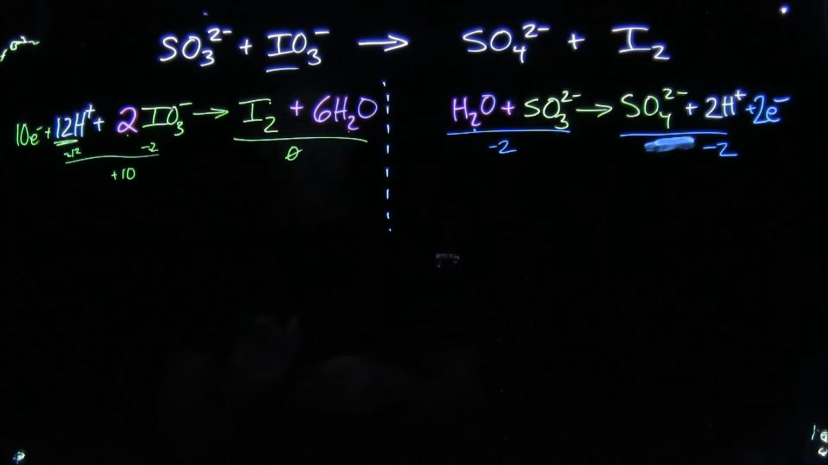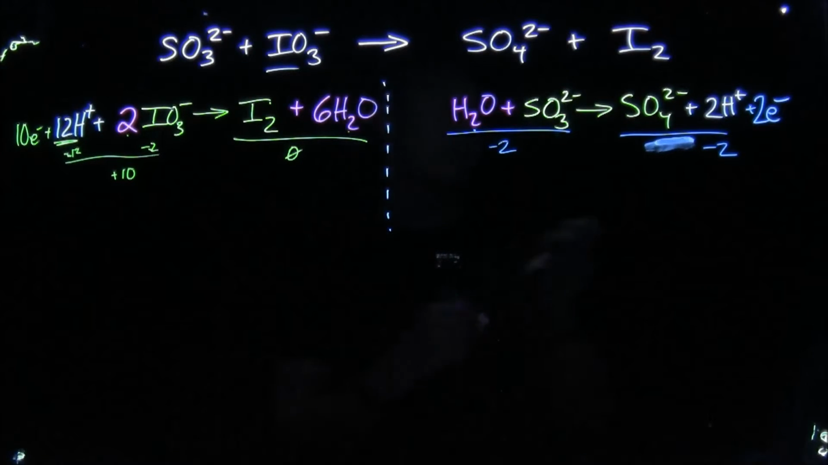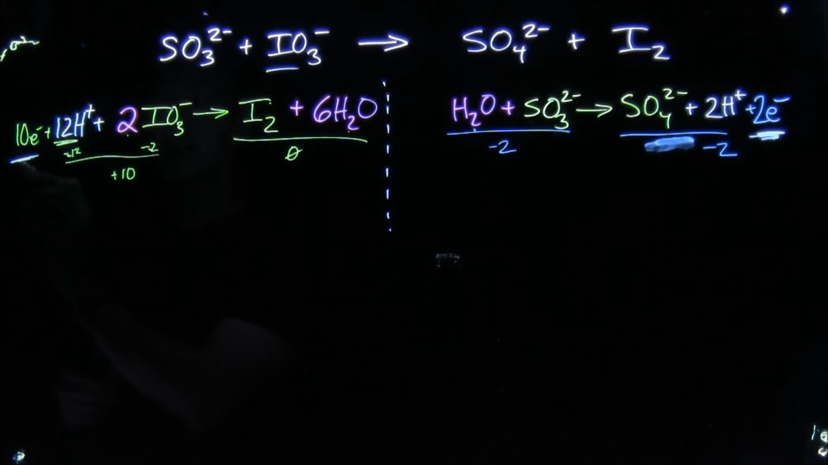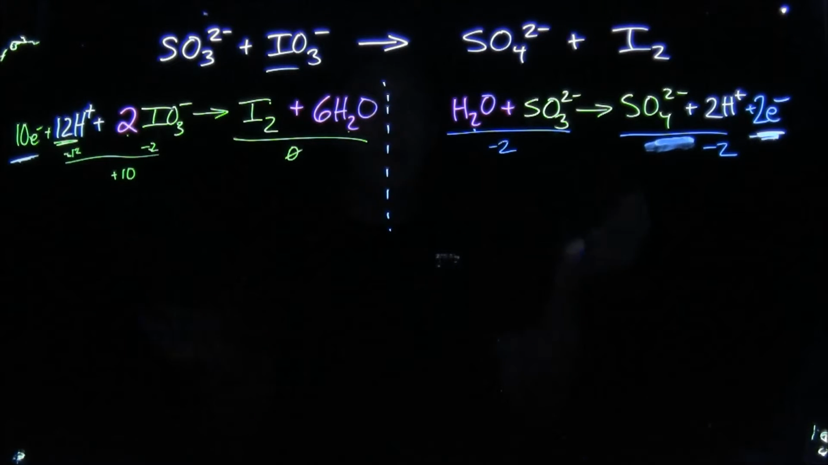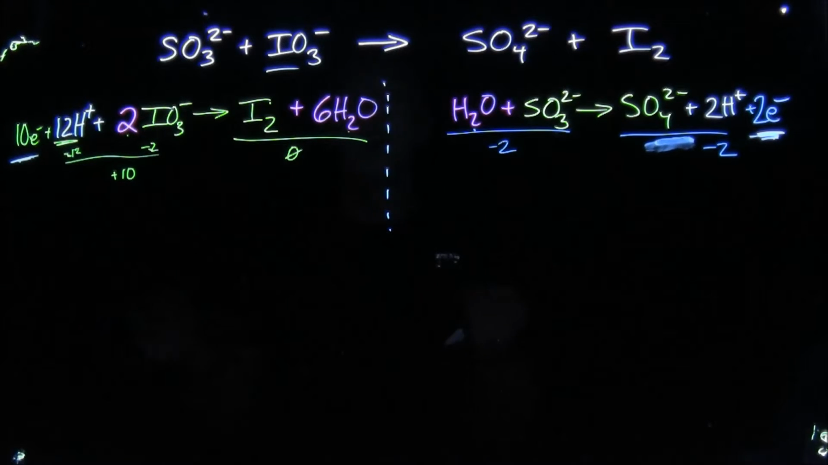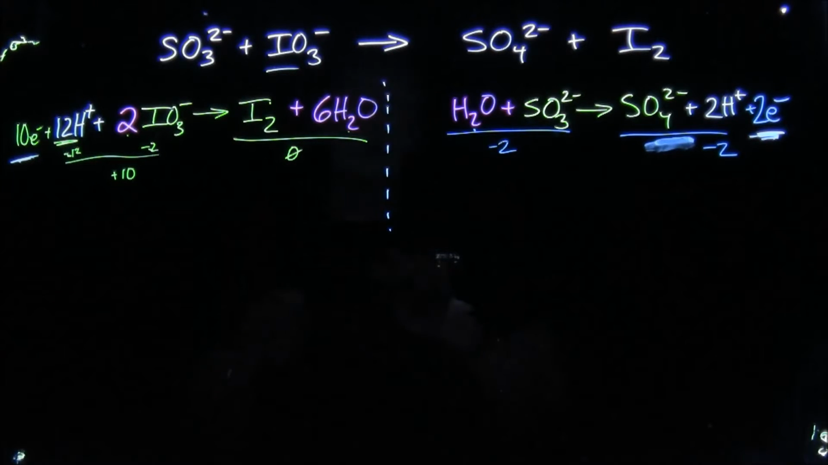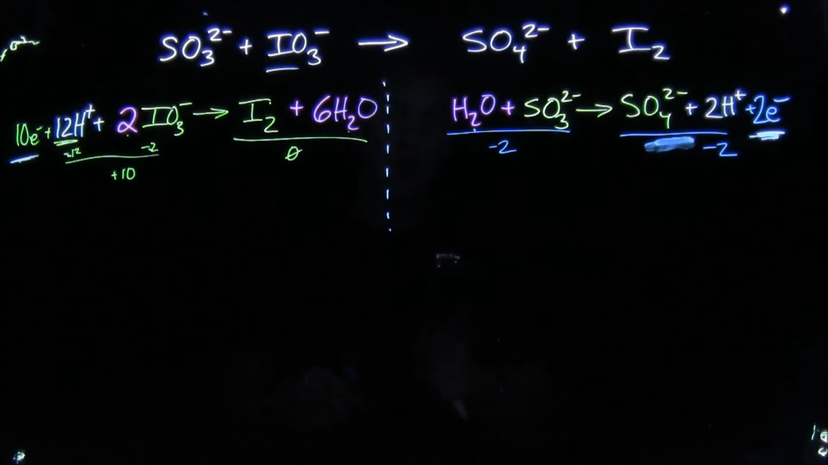Now that's a good thing, because in these reactions, the electrons have to cancel out. And so we have 2 electrons here as a product. We have 10 electrons here as a reactant. And so if you're ever working one of these out and you get electrons for both products or electrons for both reactants, then you need to stop what you're doing because you did something wrong.